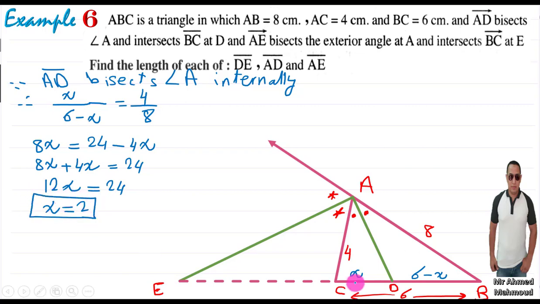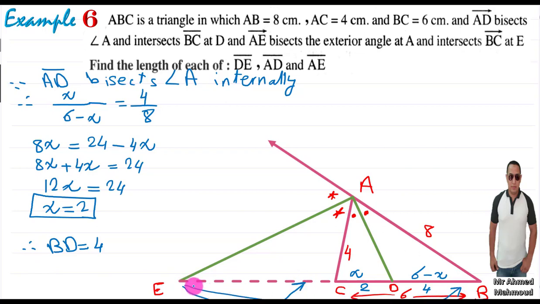Okay, so CD equals 2 and BD equals 6 minus 2, 4. Okay, therefore BD equals 4 centimeters. Okay, now I need to find EC to help me to find AD and AE.